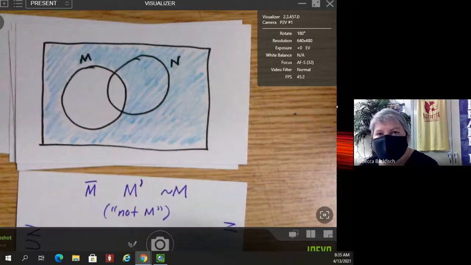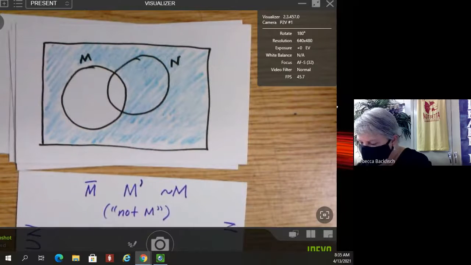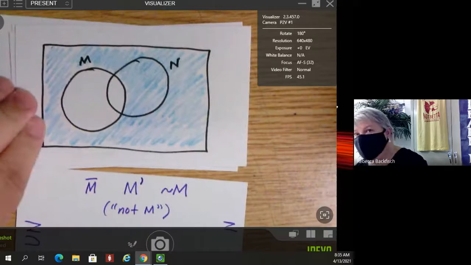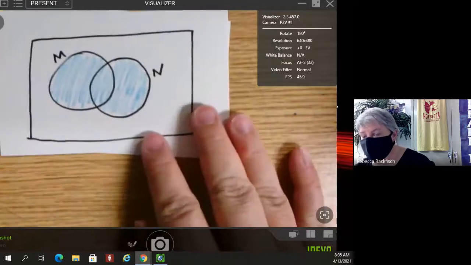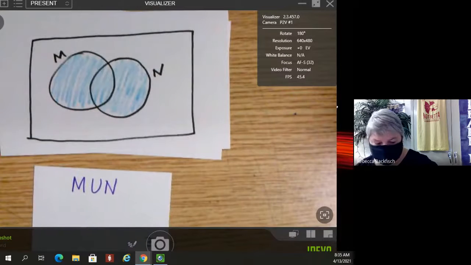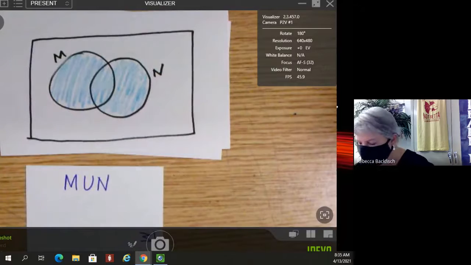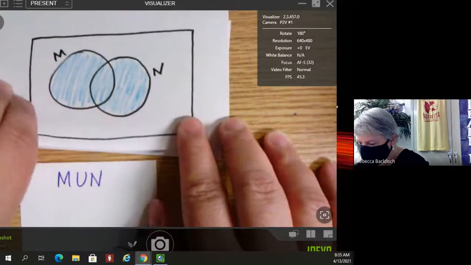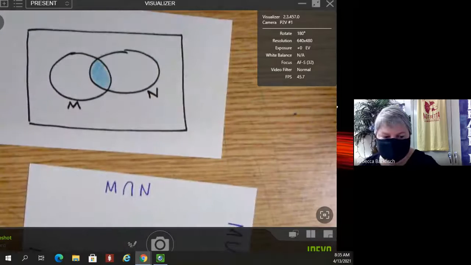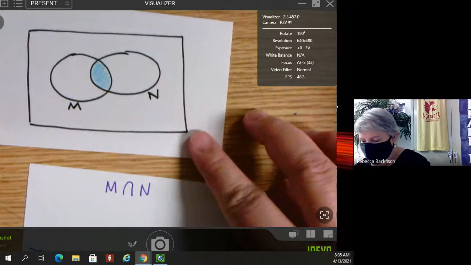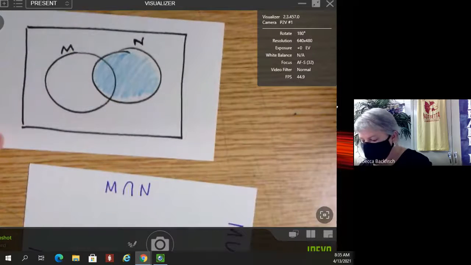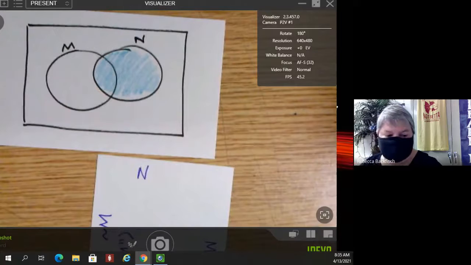I started the recording a little bit late, so just to recap, we've just been talking about identifying a shaded part in terms of the terminology. We looked at this one. This is the union of M and N. That's how I would write that. We looked at this one. That's the intersection of M and N. That's how I would write that. Both of those are also from the front of the packet we did yesterday. And this one is just N. So that's how I would write that.